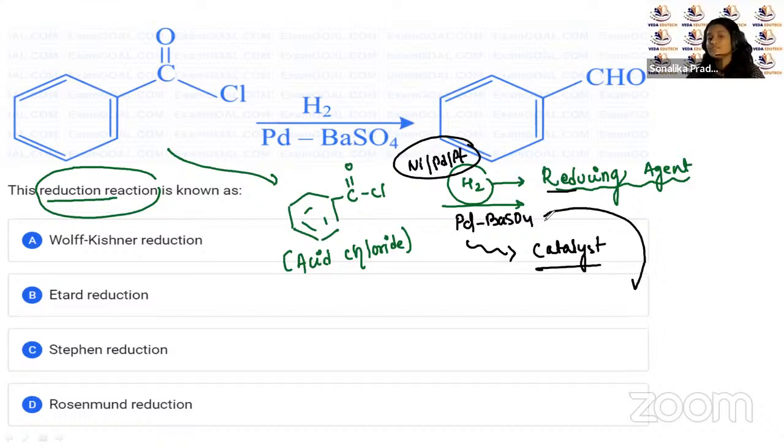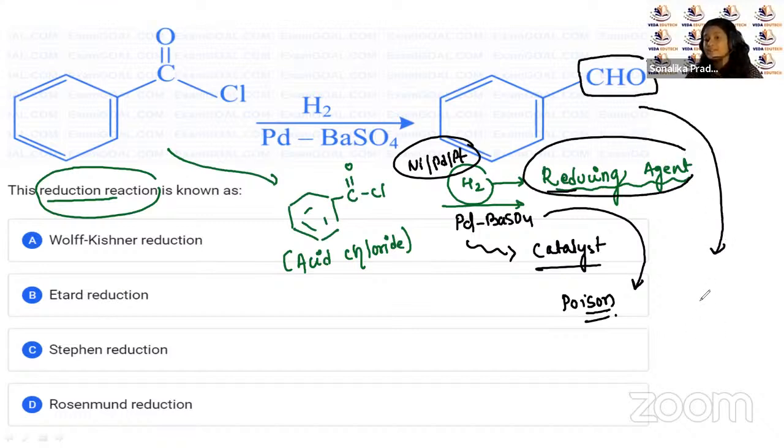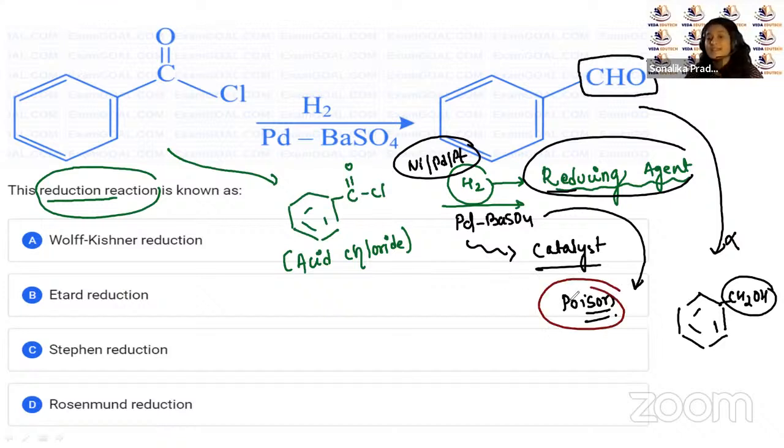And what is the work of this BaSO4, children? This acts as your poison. That means it should have been reduced only this much. After this, as this is a good reducing agent, there would have been further reduction to CH2OH. But this doesn't happen. Why? Because the rate of reaction slows down due to the presence of this poison, which is nothing but your BaSO4, which reduces the rate of reaction.